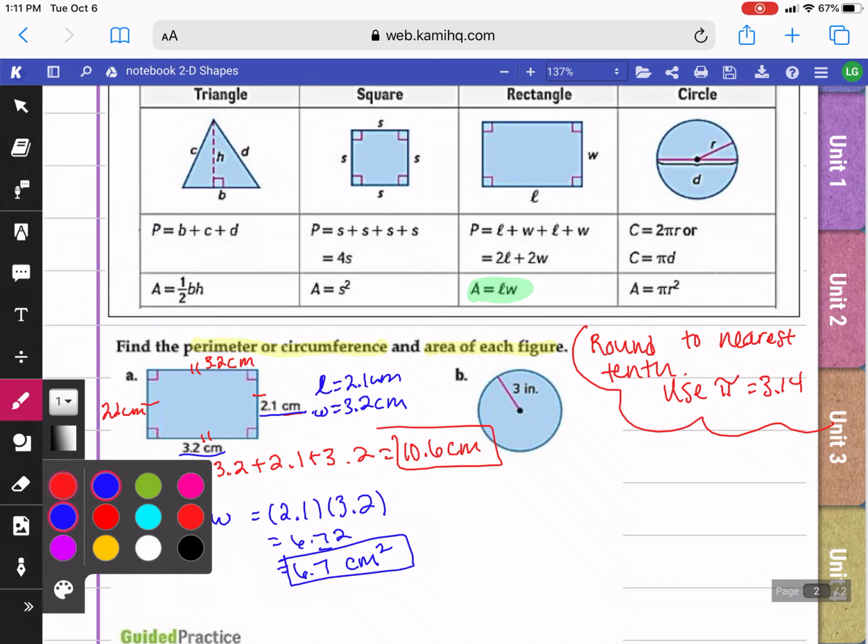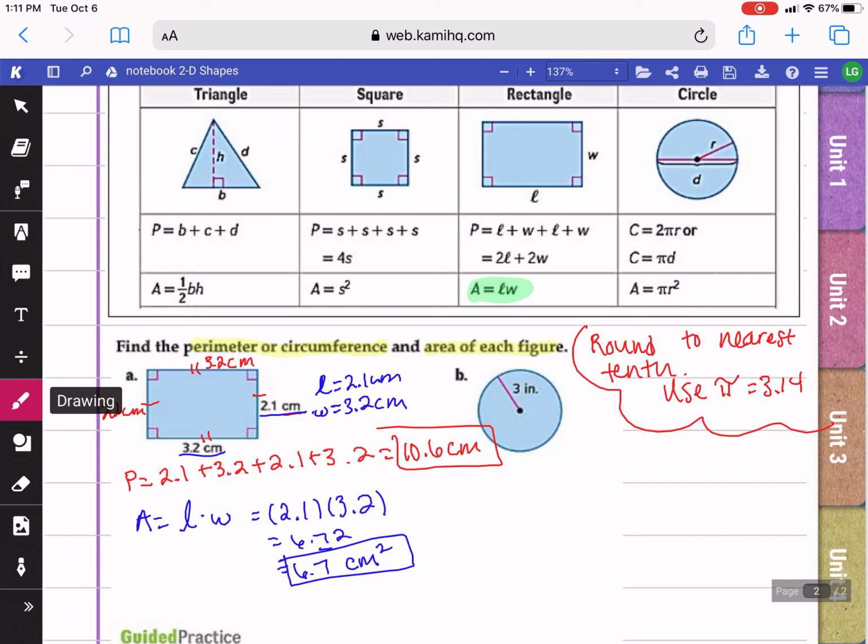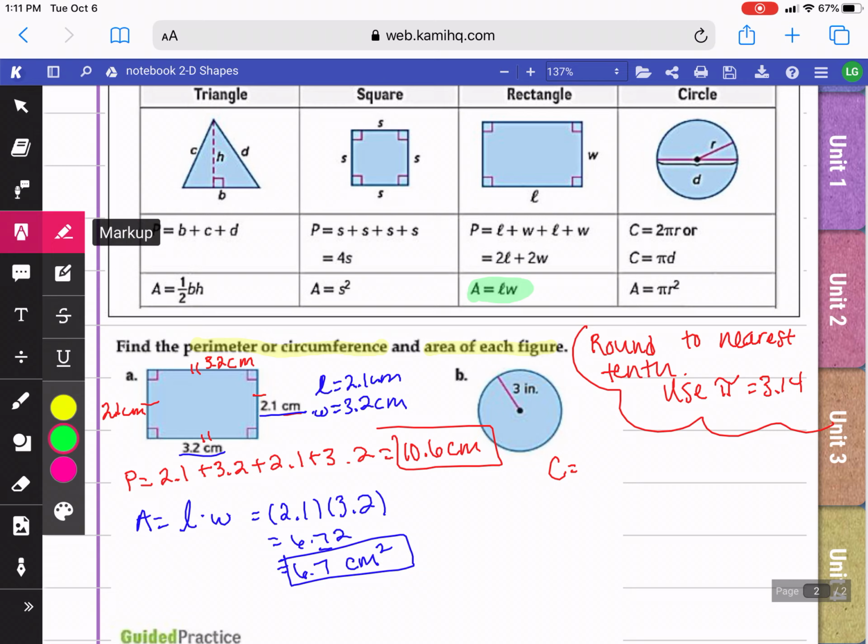Our next example is a circle, and we're going to start by finding the circumference. So if you look at your formulas, there's 2 formulas here that you can use. You can either use C equals 2 pi r or C equals pi d. Radius is the letter r, diameter is the letter d. So if they're talking about the radius, they're talking about halfway across the circle. Diameter would be all the way across the circle.